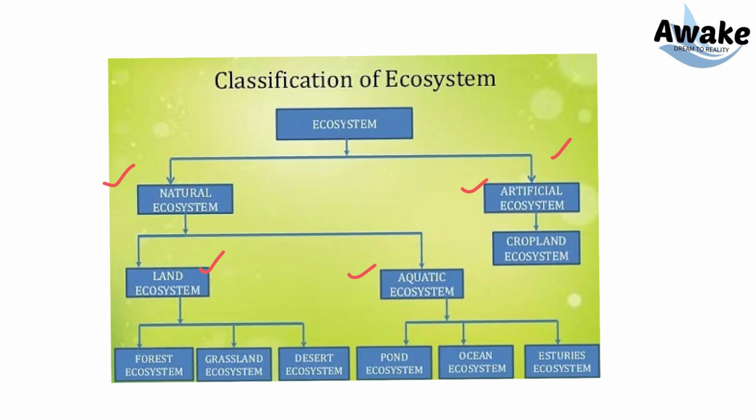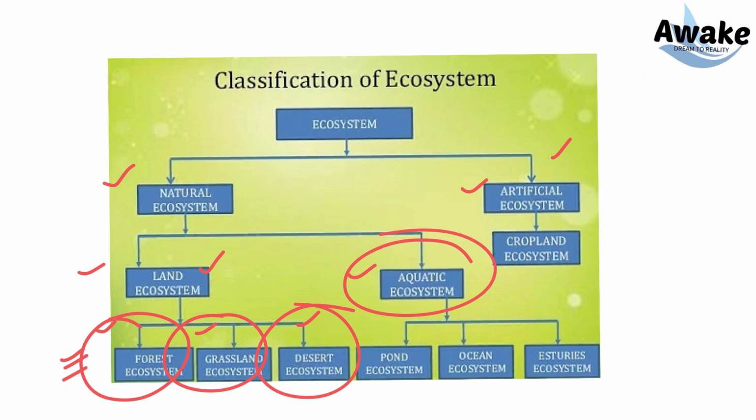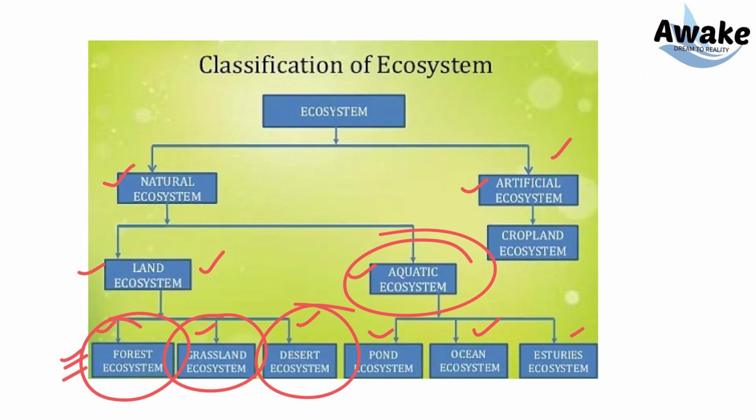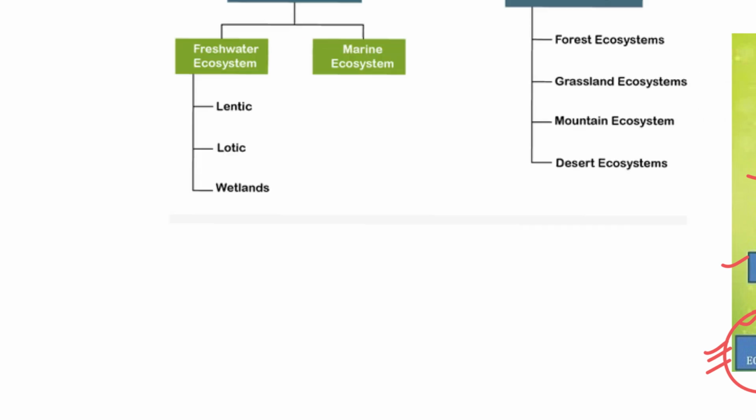In the land ecosystem, we have forest ecosystem, grassland ecosystem, desert ecosystem, based upon the presence of the natural habitat. Based upon the fauna and flora, we are classifying the ecosystem on the land as well as in the aquatic bodies. Aquatic bodies also have pond ecosystem, ocean ecosystem and estuaries. This is the basic classification of ecosystems. When it comes to the terrestrial as well as aquatic part, we have some more detail to know.